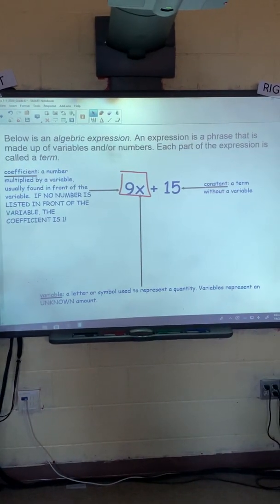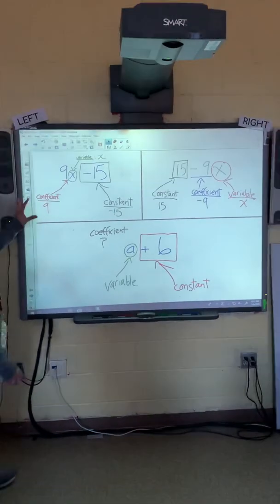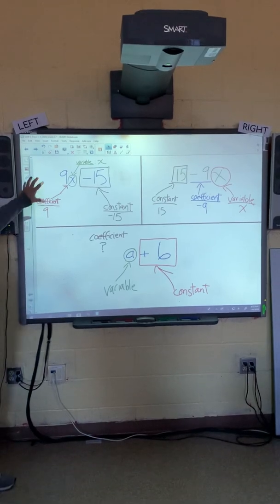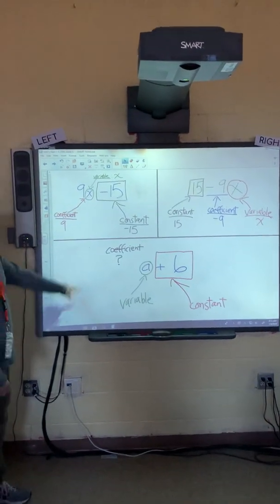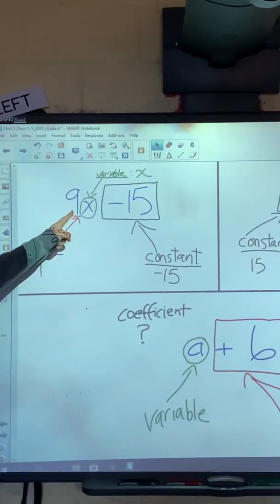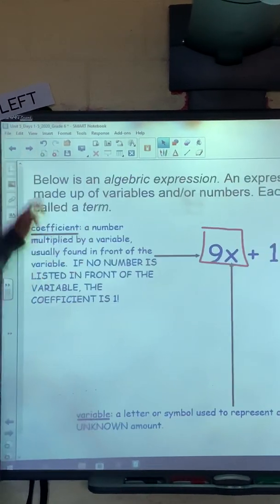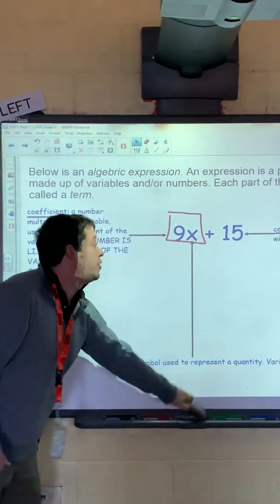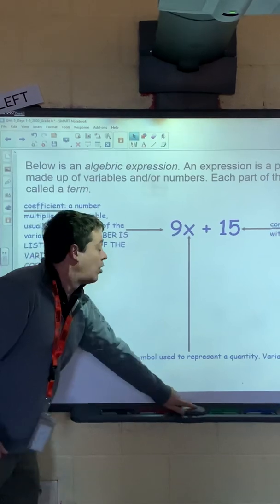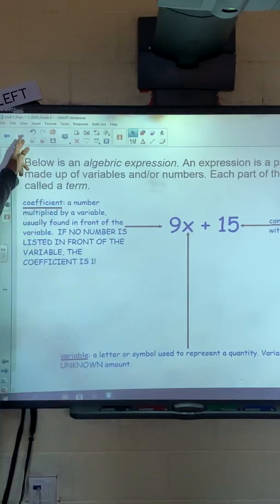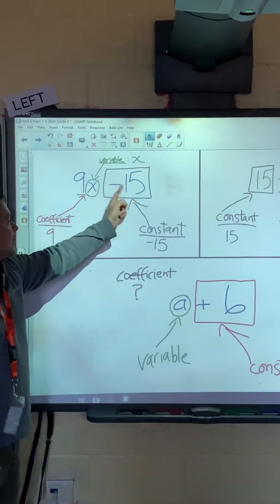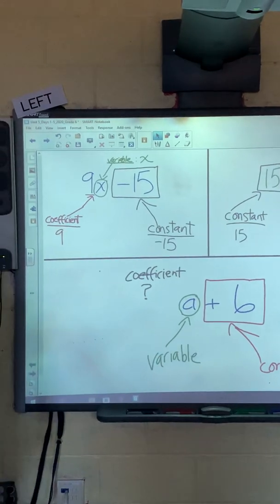Okay, after you finish your notes, here are some other examples. In this first one up here, the variable is an x, the coefficient is 9. The only difference between the algebraic expression we looked at on the previous slide, where the constant was a positive 15, is that here the constant is a negative 15 or a minus 15.